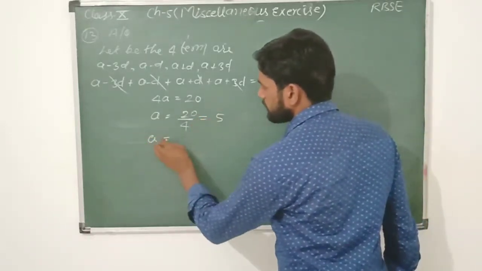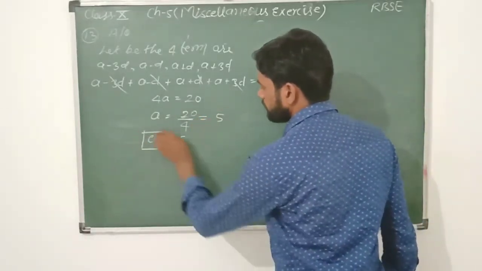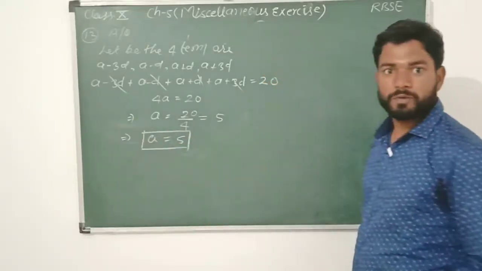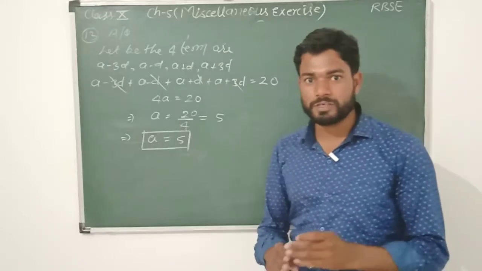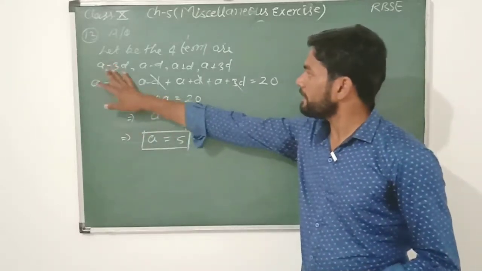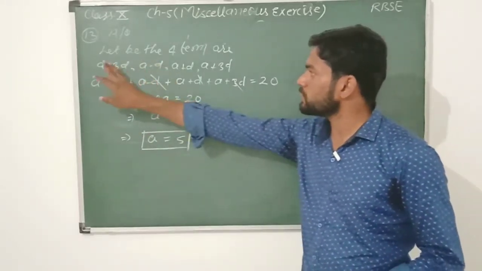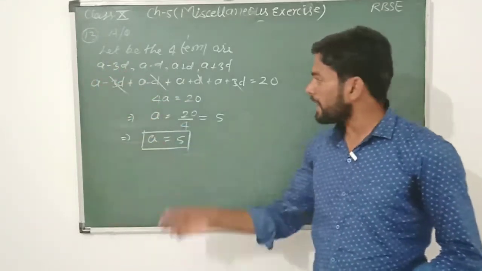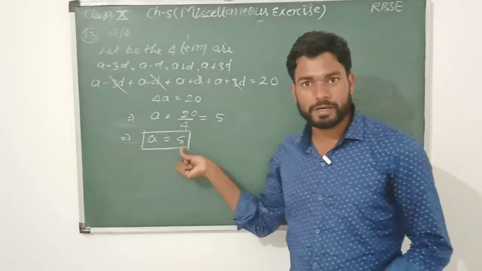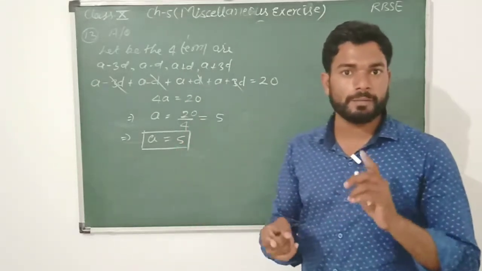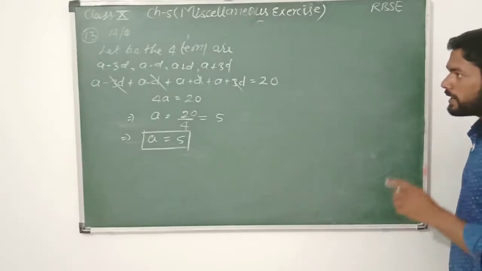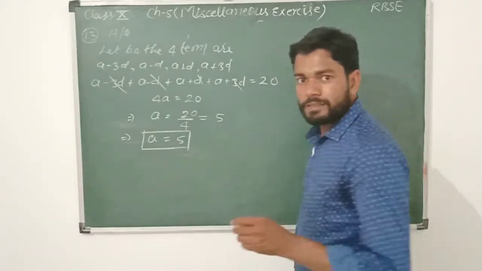It means the value of a is equal to 5. What we have to calculate? We have to calculate all these terms: a minus 3d, a minus d, and so on. Two variables are here, first is a and second is d, and with this process we have calculated the value of a. Now the remaining variable is d. Now we are going to calculate the value of d.